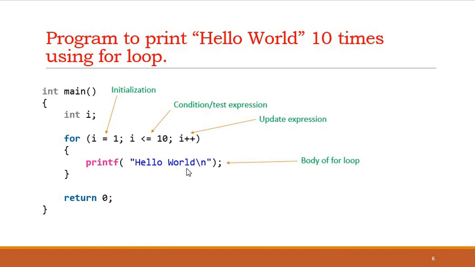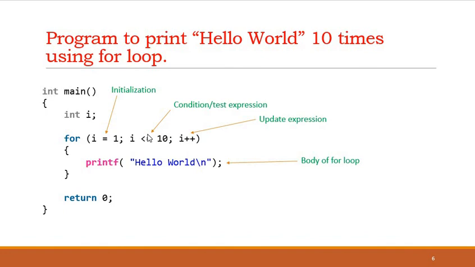After the 10th time, it will go for the update expression, where you will see i++. It means now the value of i will become 11. In that case, when you check whether i is less than or equal to 10, the value of i is 11, so this condition will be false, because 11 is not less than or equal to 10.